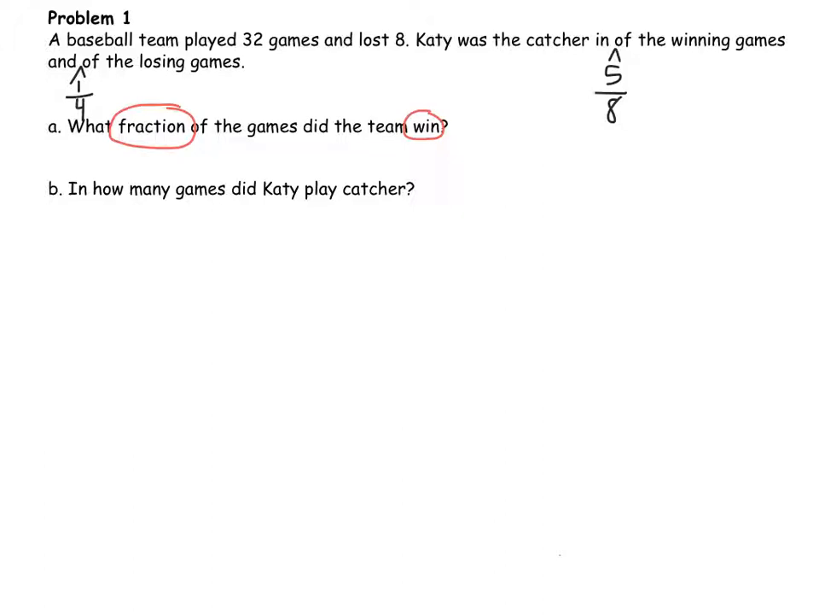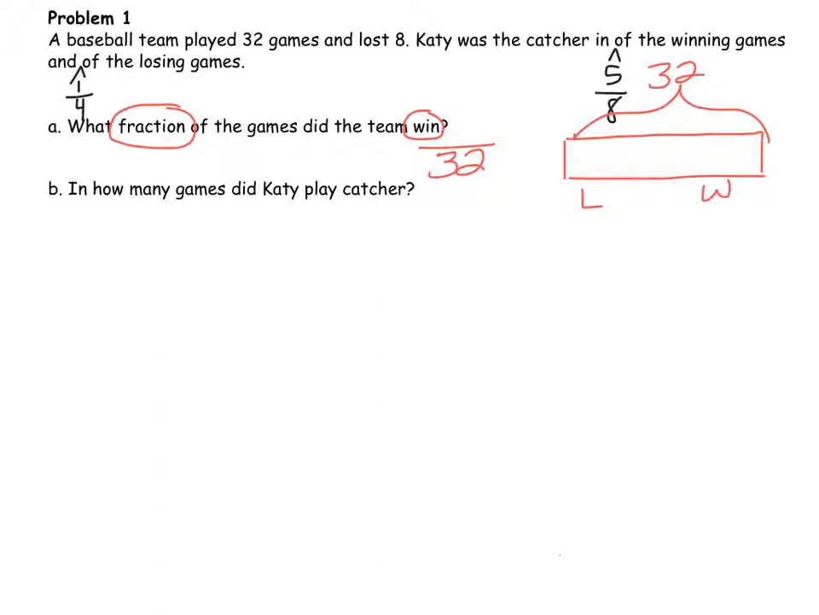Well, they played 32 games, so I know that's got to be my denominator. And they lost 8. So if I do a tape diagram, I know my total is 32 games. I'm going to put an L for lost, W for won, so they lost 8. So how am I going to figure out how many they won? Well, I can do 32 minus 8. Borrow, because 2 minus 8 I can't do, so the 3 becomes a 2. The 2 becomes a 12. 12 minus 8 is 4. 2 minus nothing is 2. So they won 24 games.